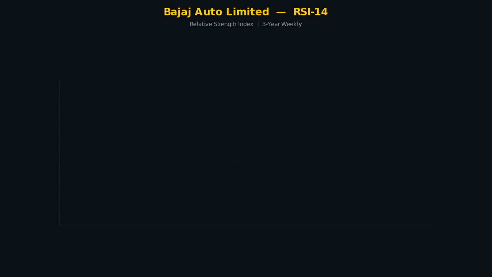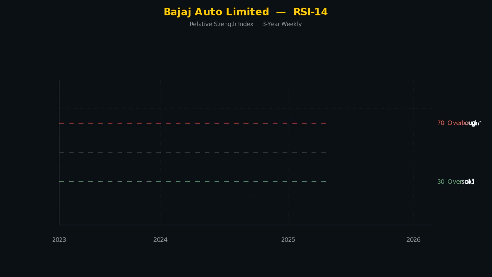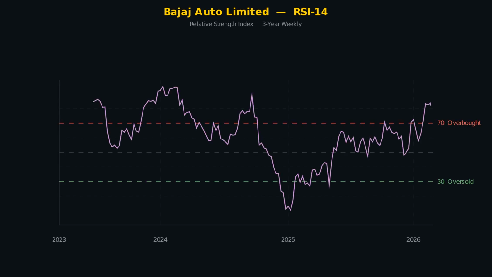Here is the RSI chart for Bajaj Auto Limited over 3 years. The red dashed line at 70 marks overbought. The green dashed line at 30 marks oversold. The current RSI reading is 73.7. The stock may be due for a pullback. Overbought conditions often precede corrections.